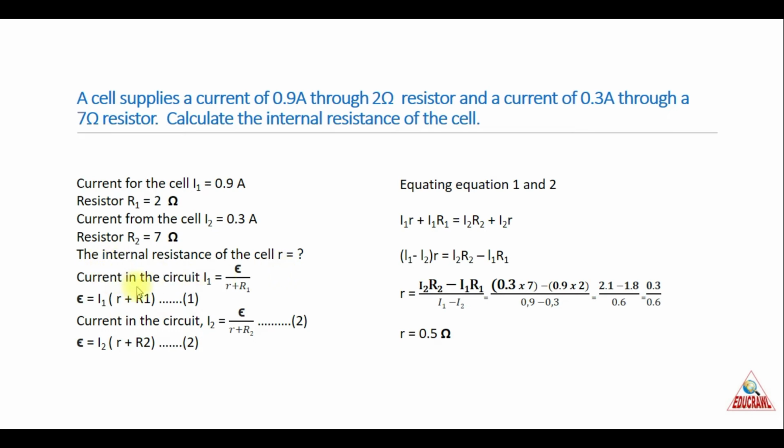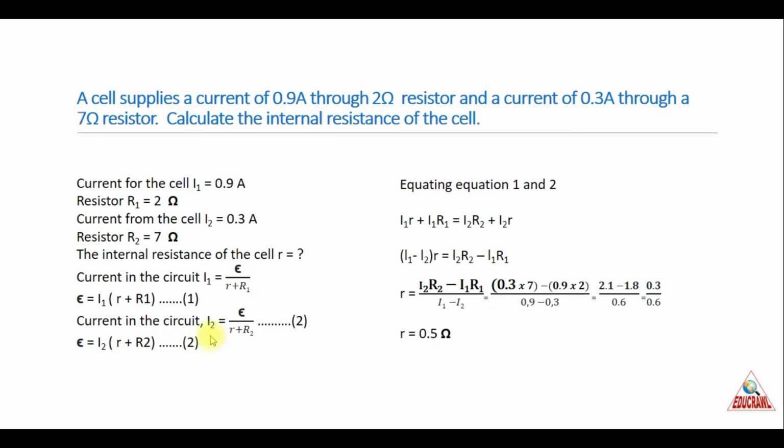We know the formula for current in the circuit, I1 is equal to V by R, which is our Ohm's law. Instead of R, we have to substitute the combination of internal resistance and the given resistance. So it will be r plus R1. From this equation, you find an expression for epsilon. So epsilon will be I1 into r plus R1.